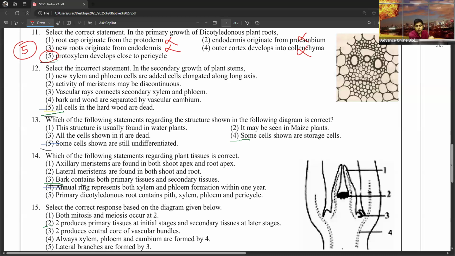Yes, correct. Select the incorrect statement regarding growth of plant stems. New xylem and phloem cells are added, cells elongated along the long axis.